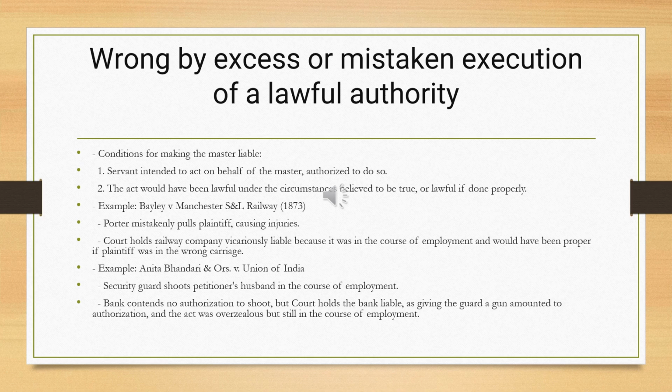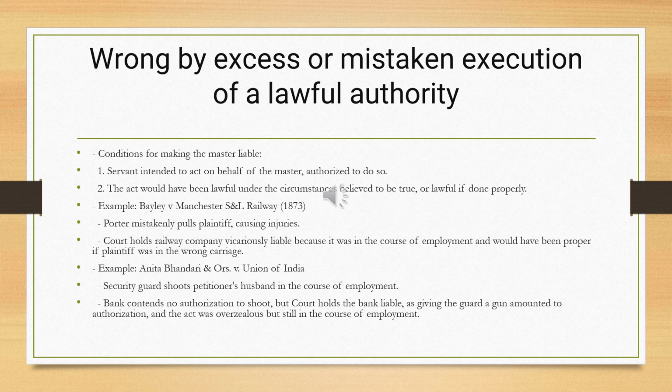In Bailey versus Manchester S&L Railway in 1873, a porter of a railway company, while working, mistakenly believed that the plaintiff was in the wrong carriage even though he was in the right one. The porter thus pulled the plaintiff, as a result of which the plaintiff sustained injuries. Here the court held the railway company vicariously liable for the act of the porter because it was done in the course of his employment, and this act would have been proper if the plaintiff was indeed in the wrong carriage.